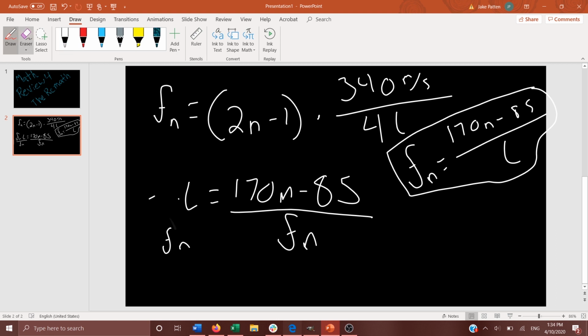We'll just erase these. And there's L by itself. L equals 170n minus 85 over the frequency.